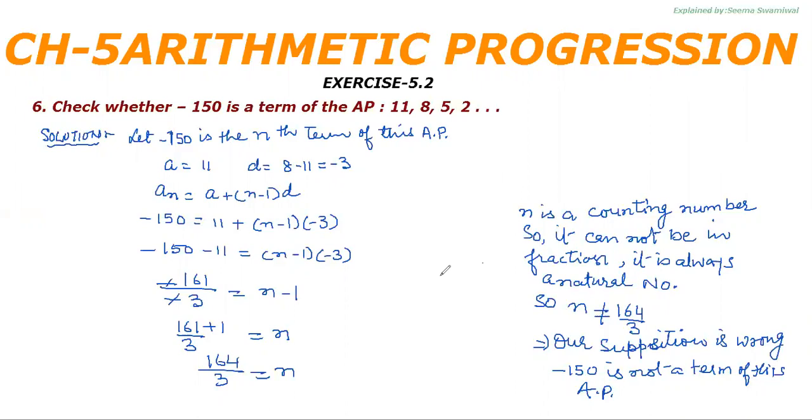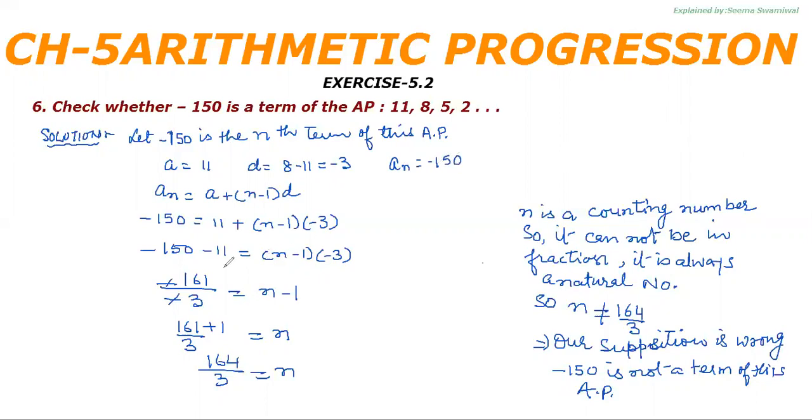So we will start this question assuming that minus 150 is a term of this AP and will fall somewhere. Let's say minus 150 is falling at nth place. If it is coming at nth place, that means this is a term of this AP. So let us assume that minus 150 is equal to an.